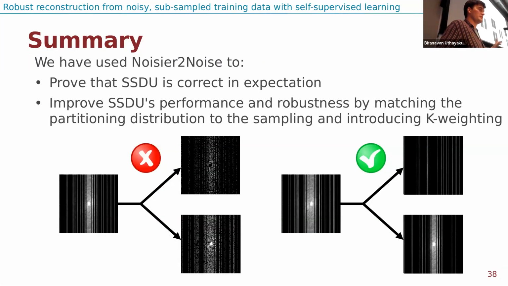So to summarize this section, we have shown that SSDU is intimately connected to something from the denoising literature called noisier to noise. And we've used this to prove that SSDU is correct in expectation. We've also suggested a couple of modifications of SSDU. Firstly, that we should match the type of partitioning to the type of sampling. And secondly, that we should introduce this K weighting, which compensates for the variable density. And we found this made a substantial difference to the performance of the methods.